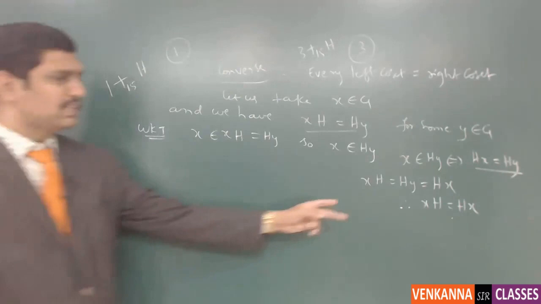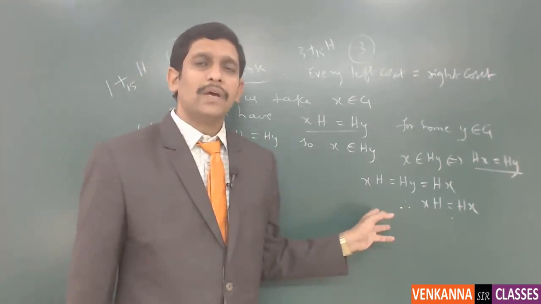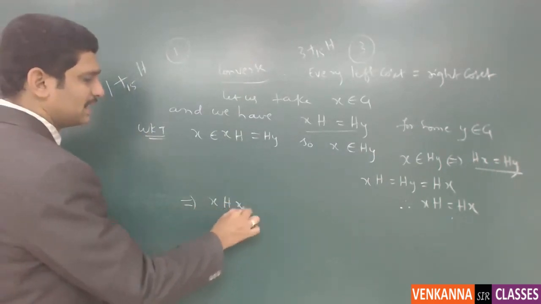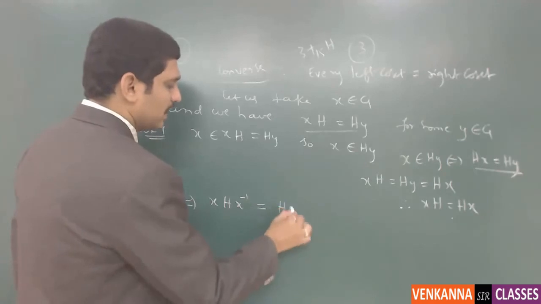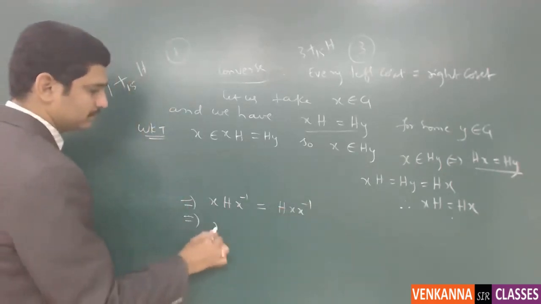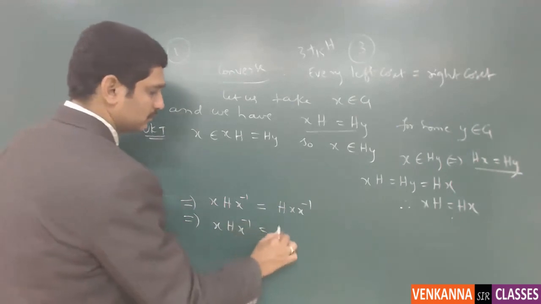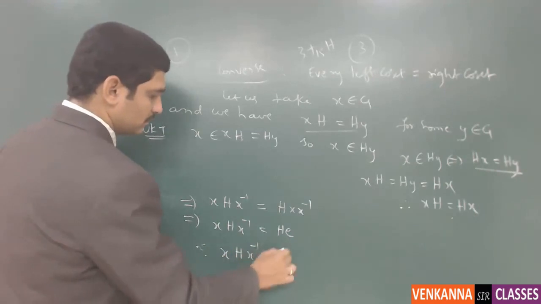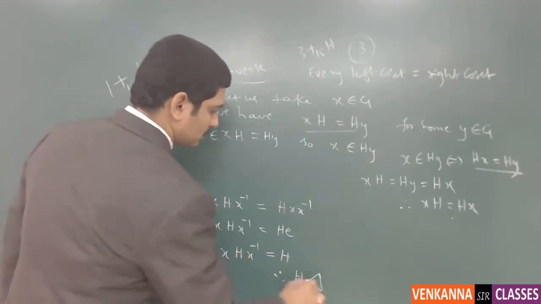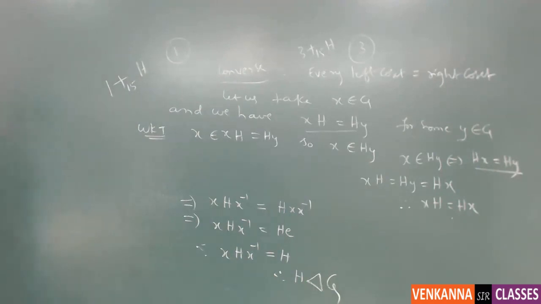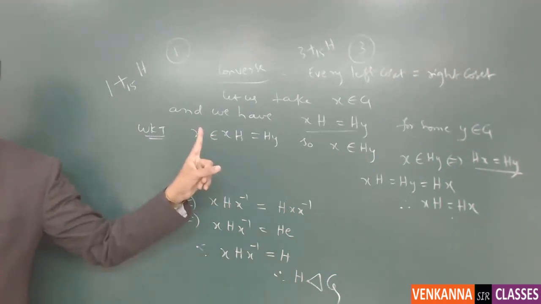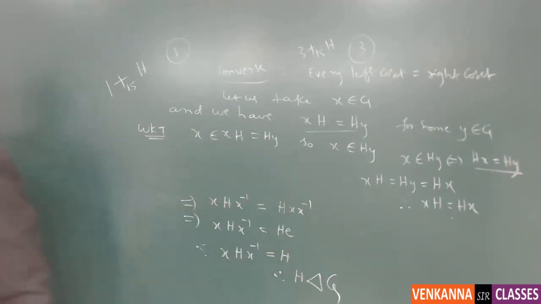So, from this relation, if you multiply both sides with x inverse, you will have xHx inverse is equal to Hxx inverse. Since xHx inverse equals H, from the first equation what I have written, H is a normal subgroup of G. This is about the converse part.